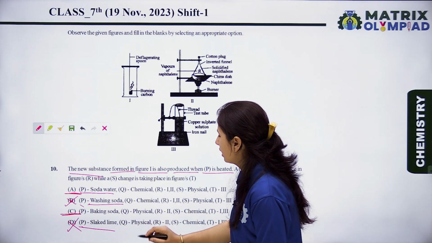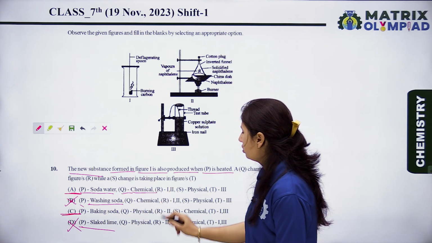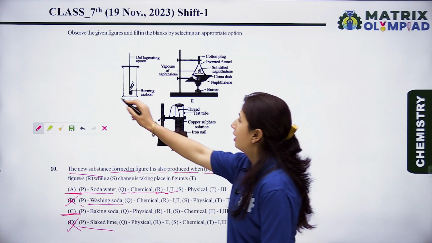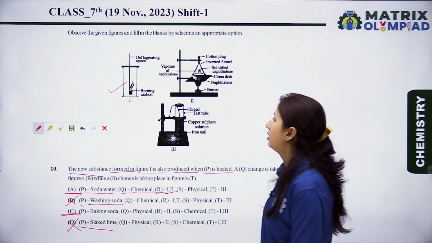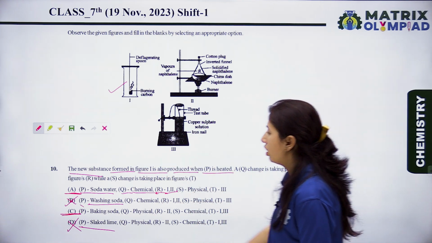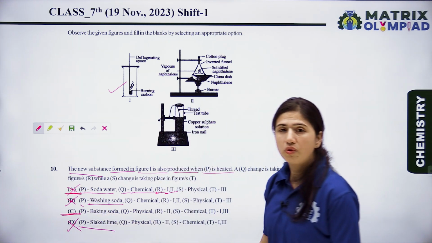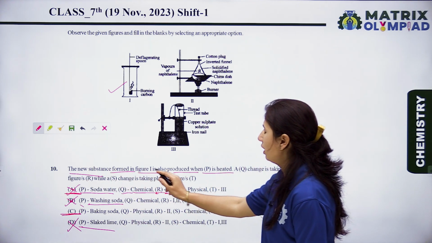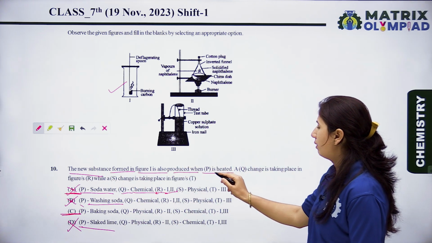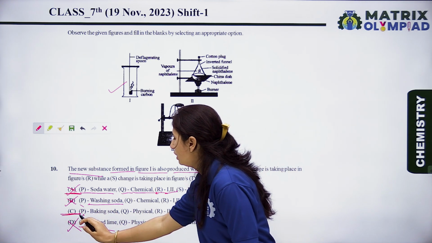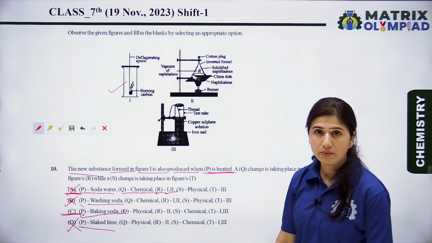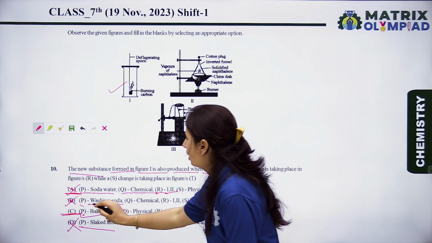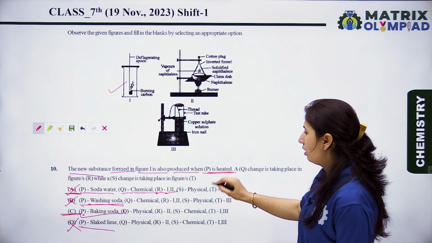Now let's see the next option. Q is chemical change, meaning chemical changes occur in the first and second containers. There is a chemical change in the first container, but there is no chemical change in the second container. So this option is also wrong. Now let's see the question and the options again. The new substance formed in figure first is also produced when P is heated. When we heat baking soda, it produces carbon dioxide, and the same thing is produced when carbon is burned. So it's a right option. P is baking soda.